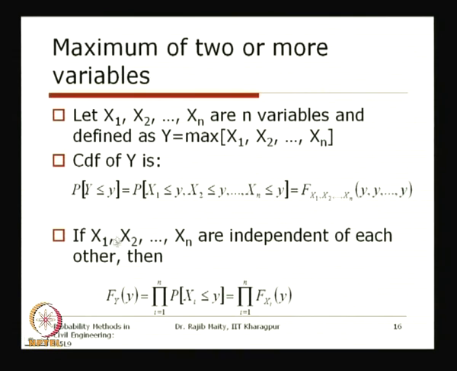So now, one more assumption: if x1, x2 are independent of each other, then their joint distribution can be expressed as the product of their individual marginals. This sign is for the multiplication of the individual CDFs for the xi, where i varies from 1 to n. That is, it is the product of the marginal CDFs for all the random variables.